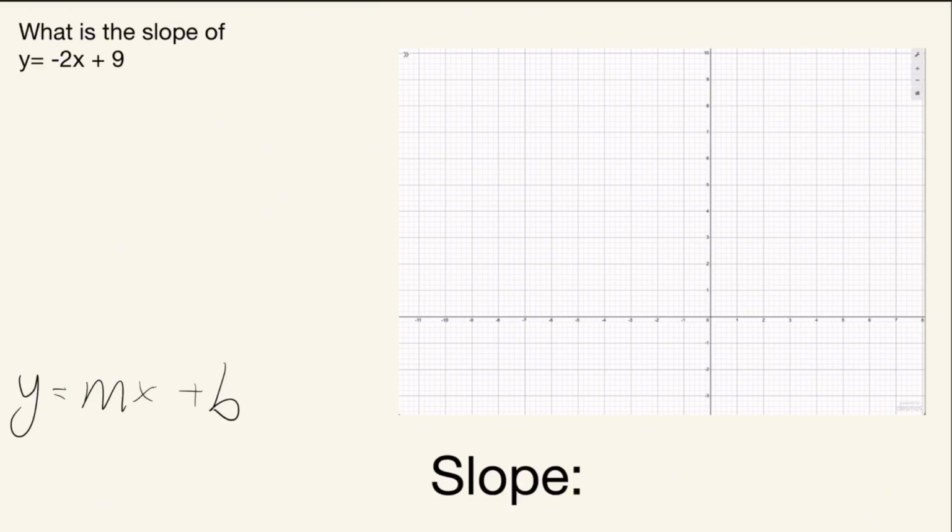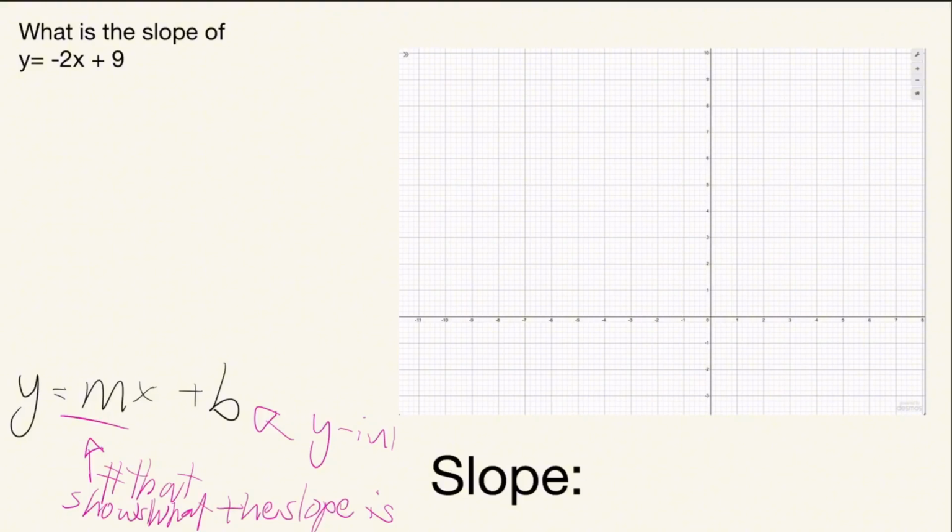So, okay, I hope you know what it is. So m would stand for a number that shows what the slope is, and b would stand for what the y-intercept is. This is the y-intercept. Okay, now let's look at this question. Well, not question, like equation.